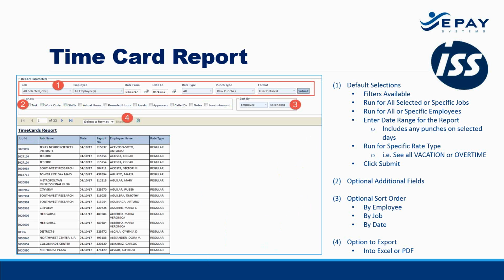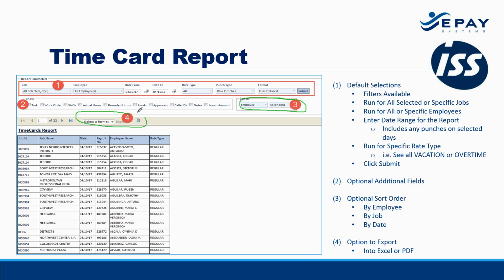I think it's the one that's the most fluid and probably the most useful for everybody, but it's a quick report you can run at any point. And then once you've gone through steps 1 and 2, you have the option of adjusting your sorting. By default, it's sorting by employee, but you can sort by job. You can sort by the date. You can sort by the employee, however you want to do that.